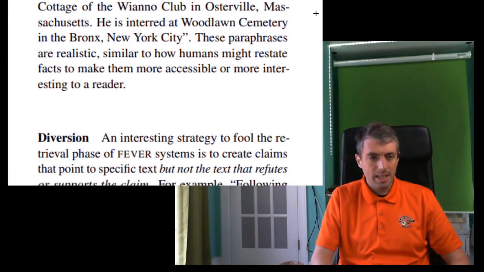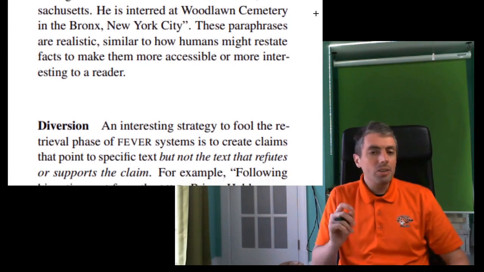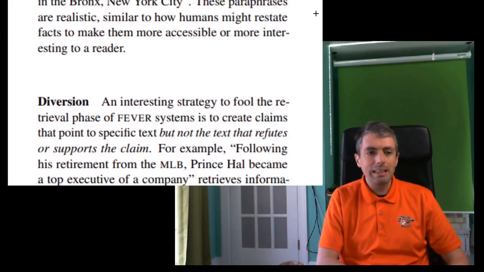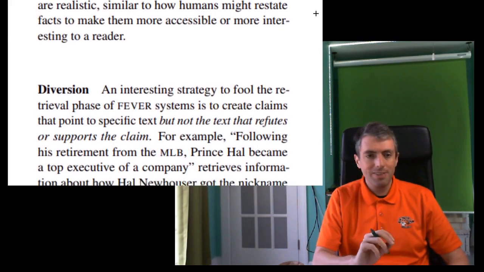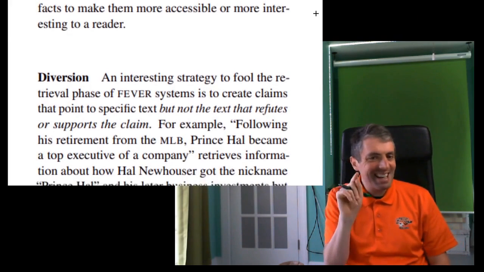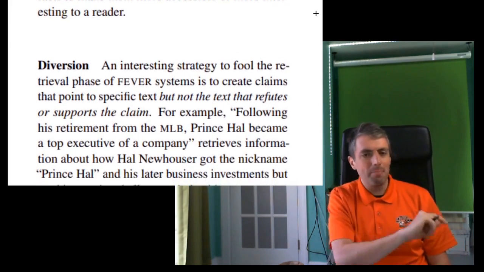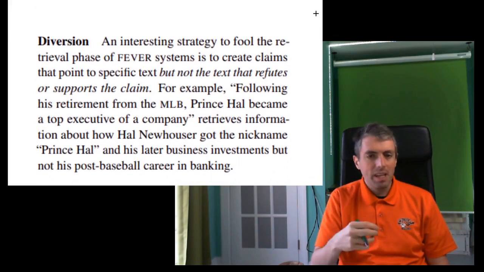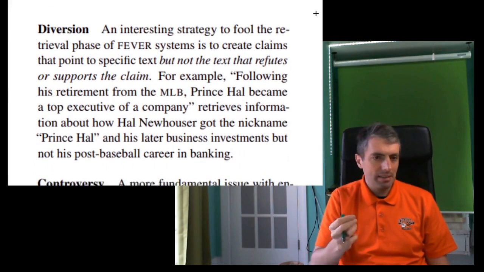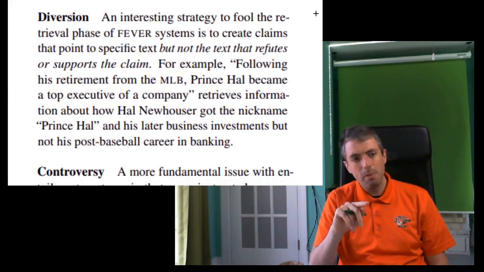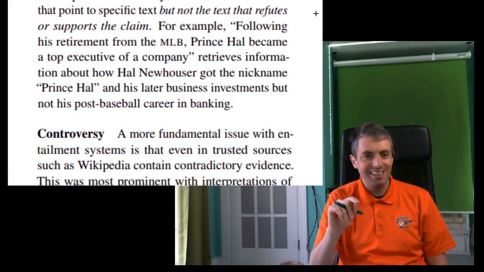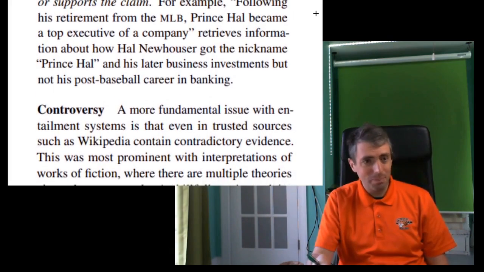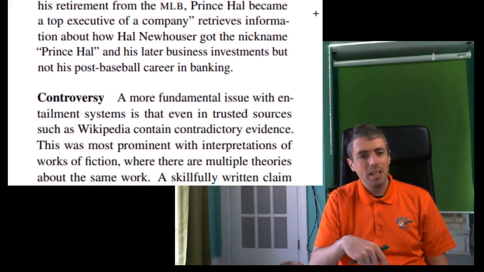Diversion. An interesting strategy to fool the retrieval phase of FEVER systems is to create claims that point to specific text, but not the text that refutes or supports the claim. For example, "Following his retirement from Major League Baseball, Prince Hal became a top executive of a company" retrieves information about how Newhouser got the nickname Prince Hal and his later business investments, but not his post-baseball career in banking.